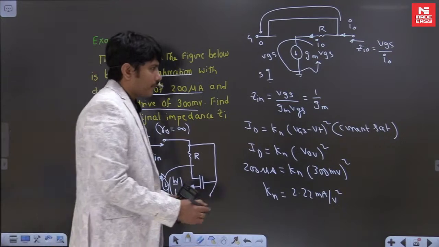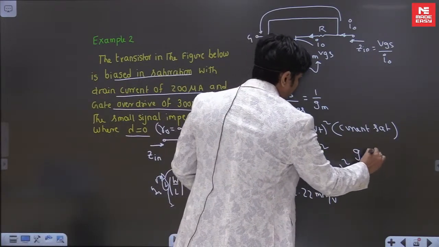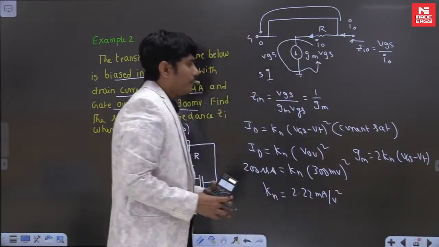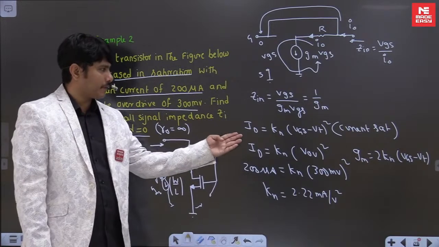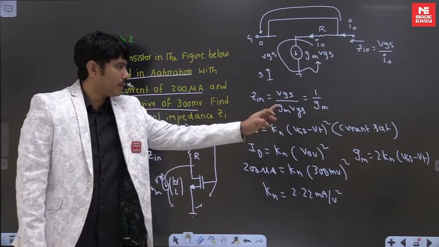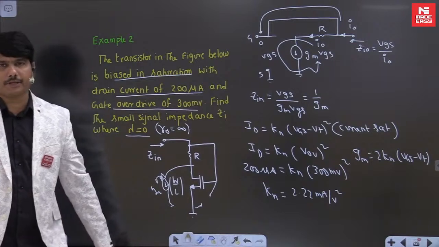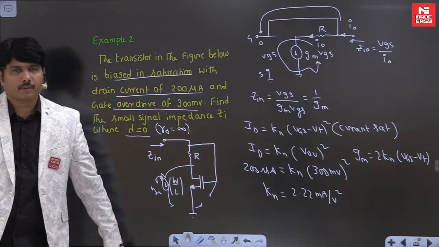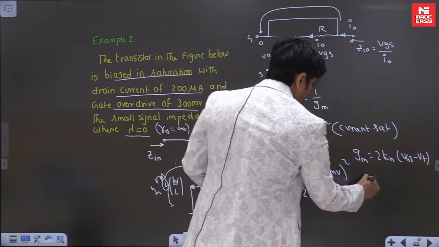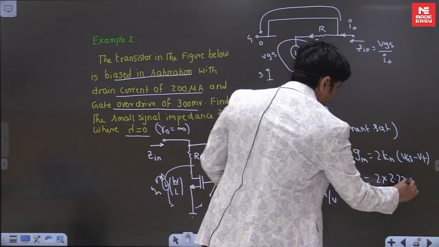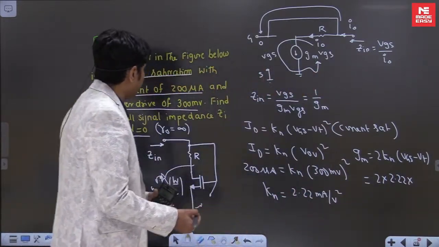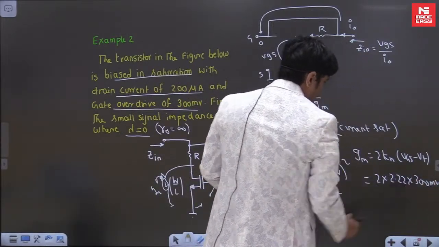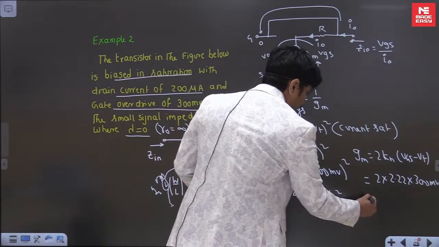Then gm we can find. Everybody knows the gm formula is 2 times Kn into (VGS minus VT). How you got gm: if you differentiate this formula with respect to VGS, it becomes 2 times Kn into (VGS minus VT), which is gm. gm is nothing but derivative of ID by derivative of VGS. Okay, finally you got this answer, which is 2 into 2.22 into overdrive voltage, VGS minus VT, which is 300 millivolts. So finally you can solve this answer.